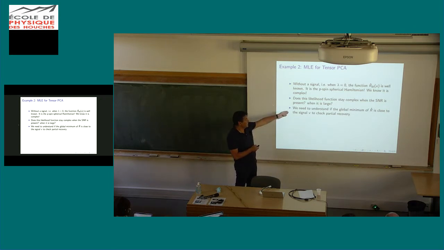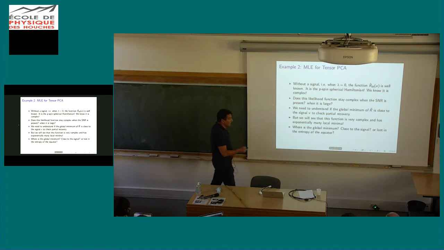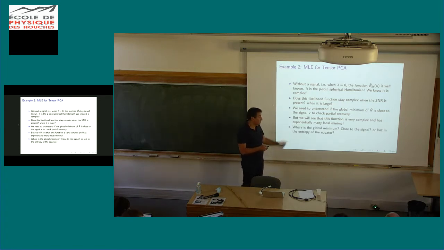And then, of course, we want to understand if the global minimum of this thing is close to the signal, which is to the North Pole here. That was the whole question. And so this function is very complex, with exponentially many local minima, exponentially many critical points of all indices. And the question is, where is the global minimum?